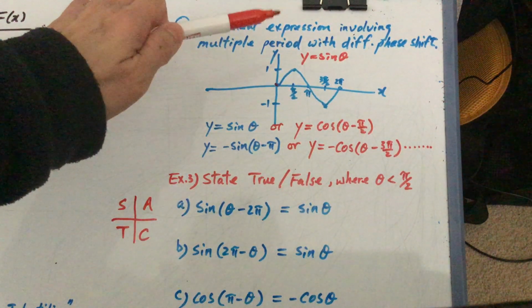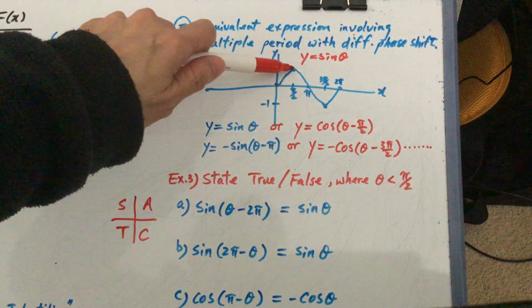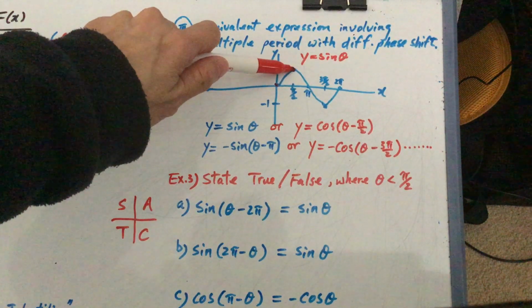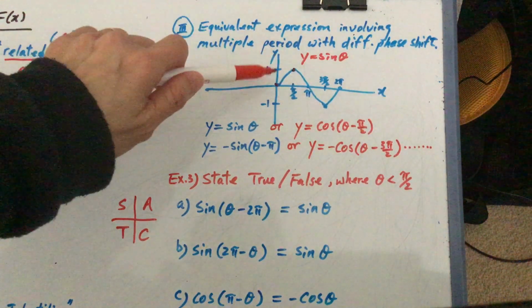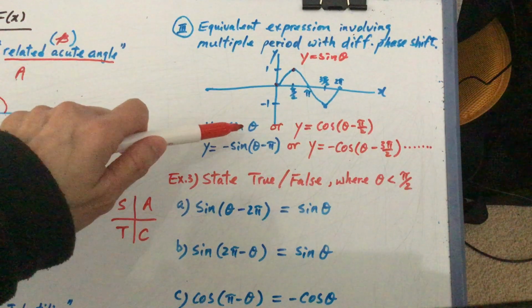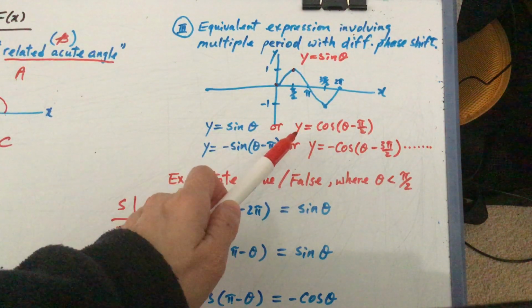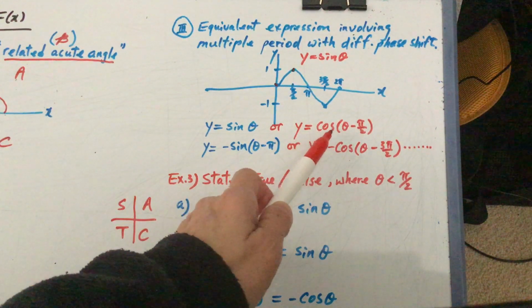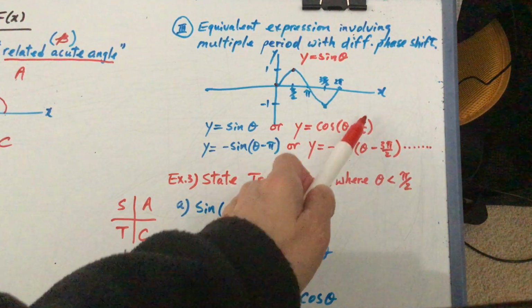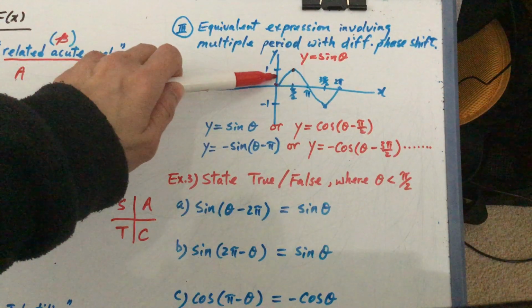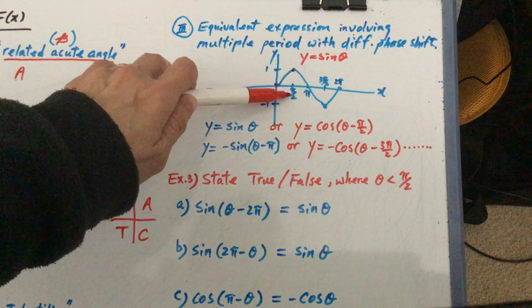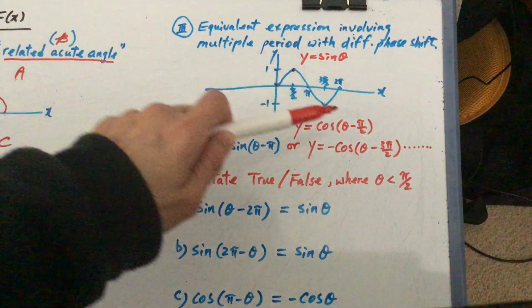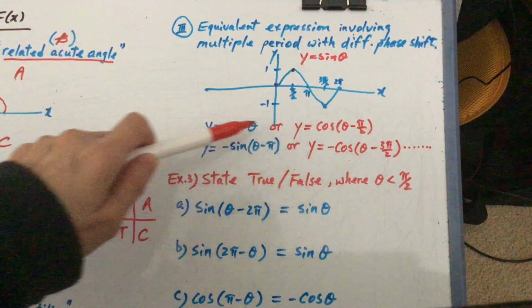But if I choose a different starting point, such as this one here, then this sine function I can write in terms of cosine as a cos of theta minus pi over 2, because it has a phase shift of pi over 2 over here. So these two expressions are equivalent.